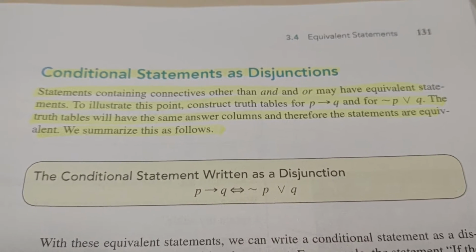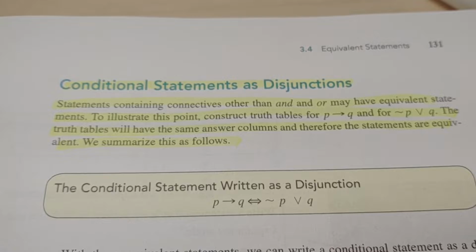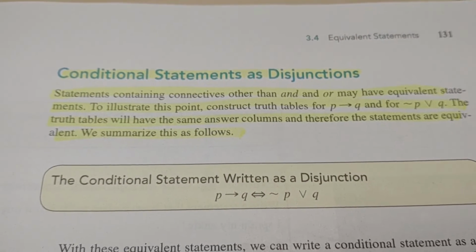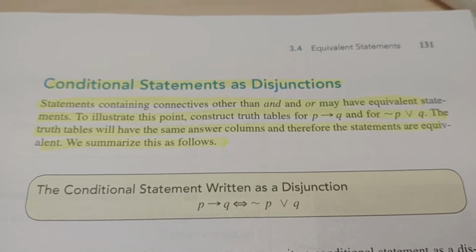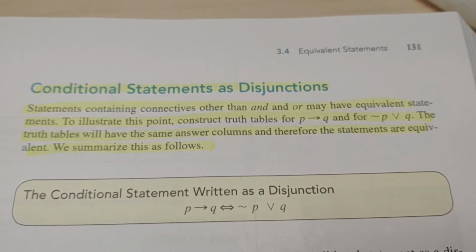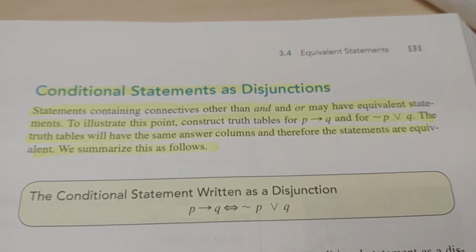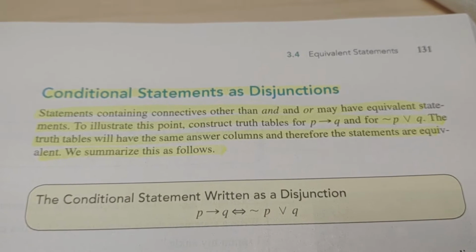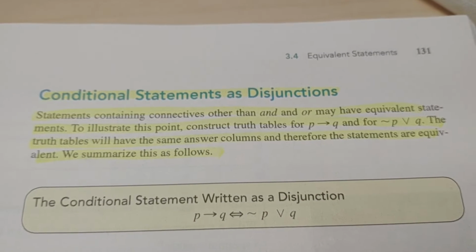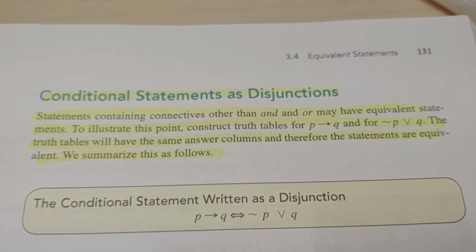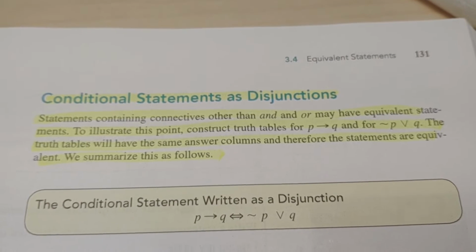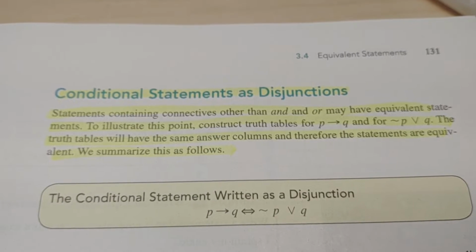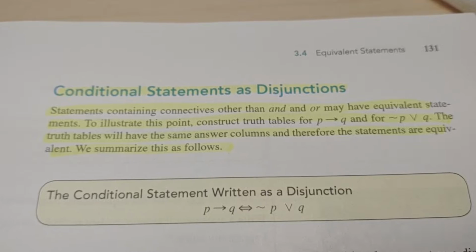This is Chapter 3, Section 4, Part 2, Conditional Statements as Disjunctions. It reads, from page 131, statements containing connectives other than and or may have equivalent statements. To illustrate this point, construct truth tables for P conditional Q and for negated P or Q. The truth tables will have the same answer column, and therefore the statements are equivalent.